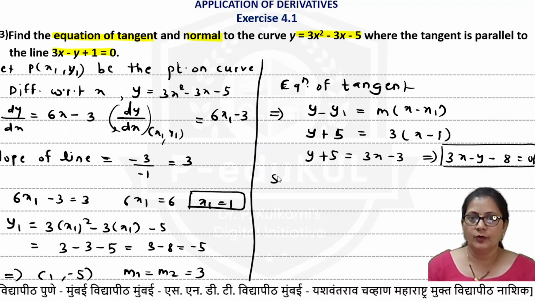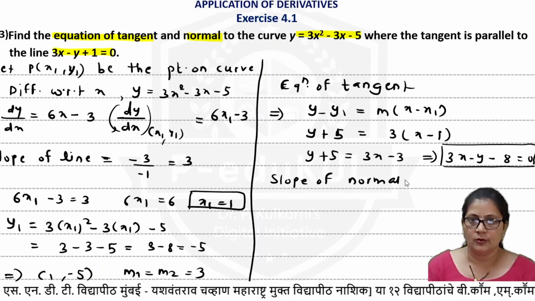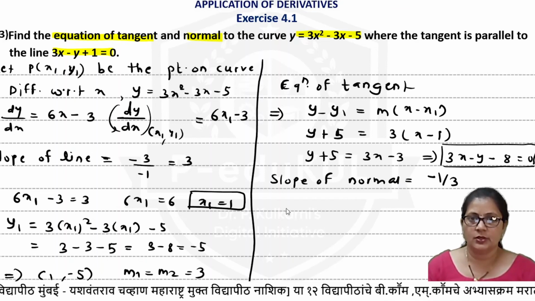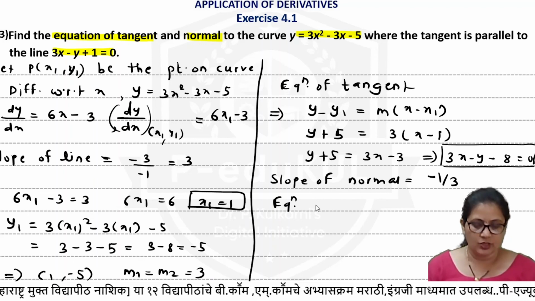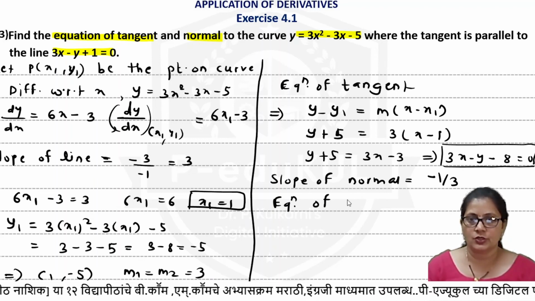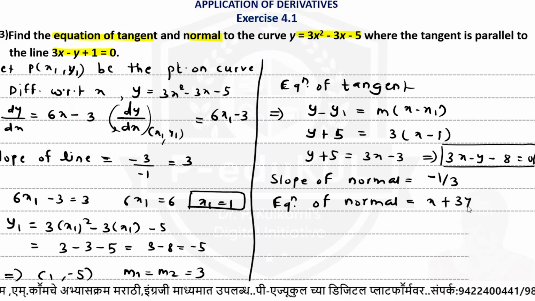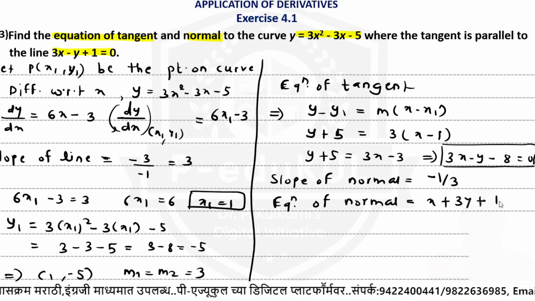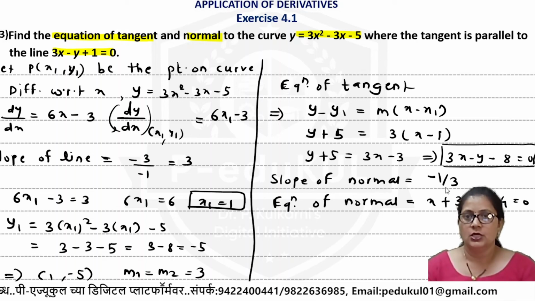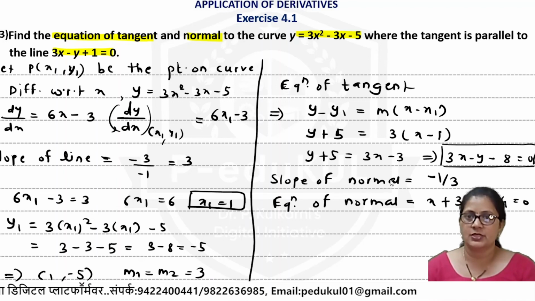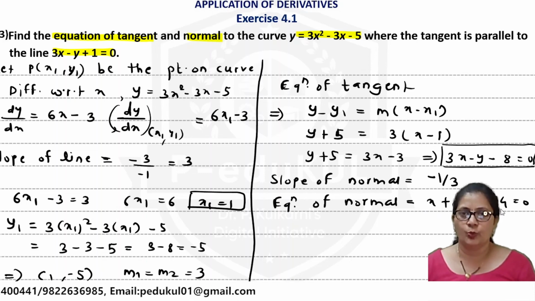Now the slope of normal will be minus 1 by 3, and just putting the values similarly, I'll get the equation of normal as x plus 3y plus 14 is equal to 0. After solving, again similarly, we just have to put the slope of normal as minus 1 by 3. So this is how we have completed exercise 4.1.